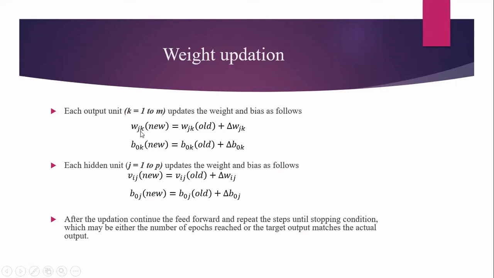So why am I writing this wjk? Because every output unit will receive its input from so many hidden units. So I am writing j for representing the hidden units and k for representing the output unit. So you update this weight in the kth output unit, as well as you have to update the bias in the kth output unit. That is nothing but bok(new) is equal to bok(old) plus delta bok. For bias, we have used a separate term. So you update both of these two in the output unit.